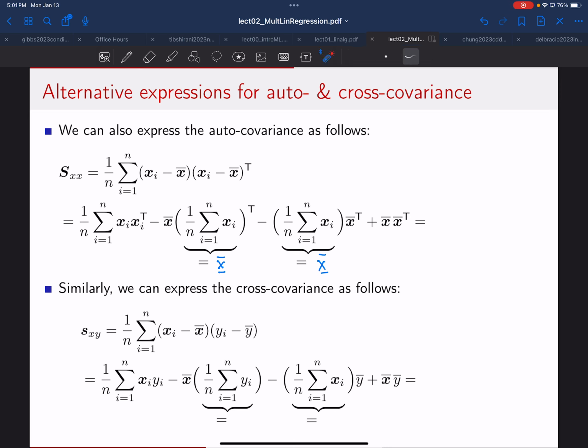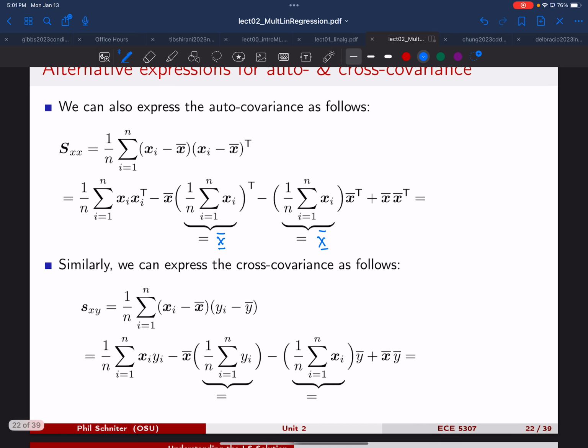And the last term in our quadratic is x bar times x bar transpose over here. And now we can actually notice that there are some cancellations. This term is the same as this term, which is the negative of this term. So basically, this cancels this, and we're left with that. And we can write that as 1 over n, the sum from i equals 1 to n, of xi xi transpose minus x bar x bar transpose.